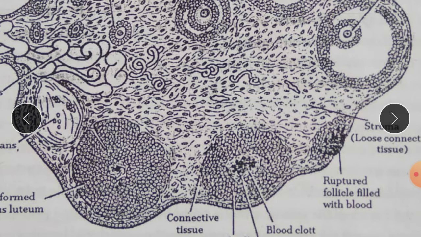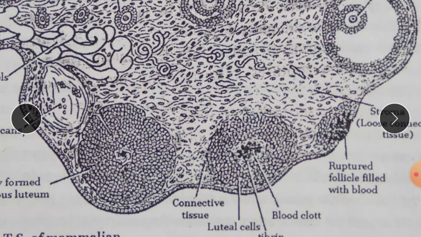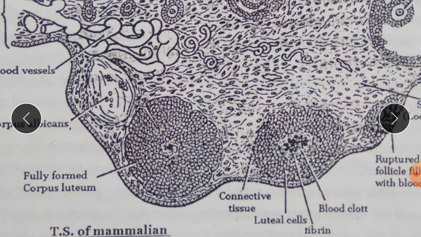After ovulation, the follicle becomes ruptured, and it is ruptured follicle filled with blood. Now gradually it becomes the corpus hemorrhagicum. This is called corpus hemorrhagicum because it is having blood at the center, blood clot. Later on, corpus hemorrhagicum becomes corpus luteum.